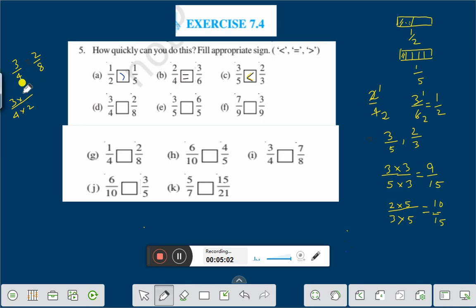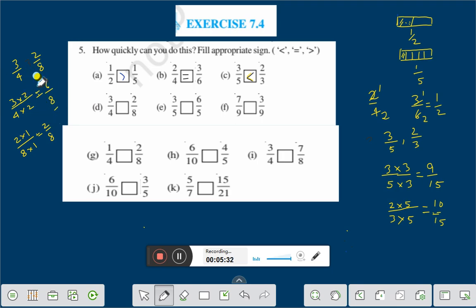And we have to multiply 3 also with 2, then we are getting 6 by 8. And in the case of 2 by 8, you have to multiply 8 with 1 and 2 with 1, you are getting 2 by 8. Here you see, both the denominators are the same, 8. Therefore, the number which is greater in the numerator will be greater. 6 by 8 is greater than 2 by 8.